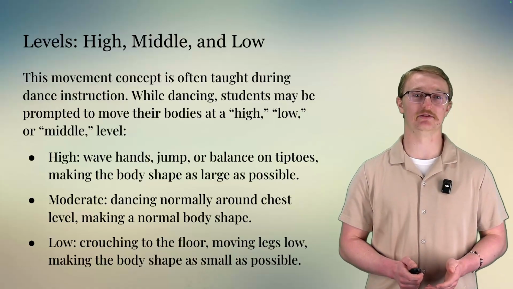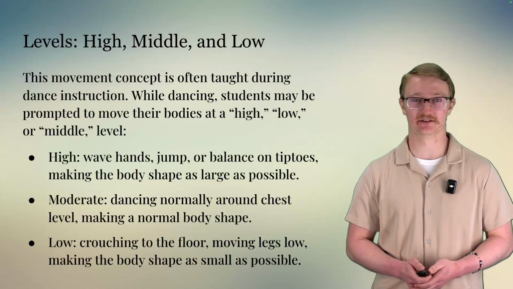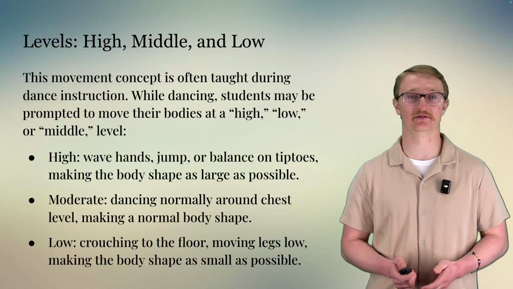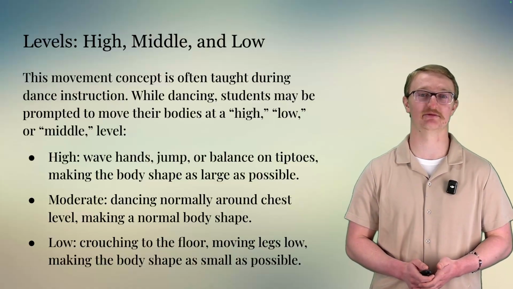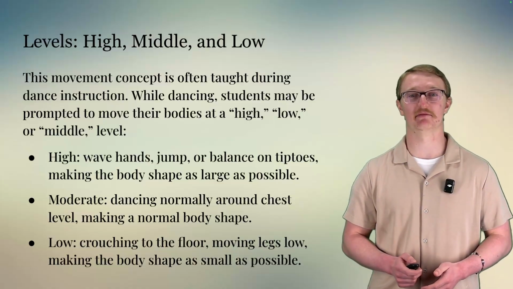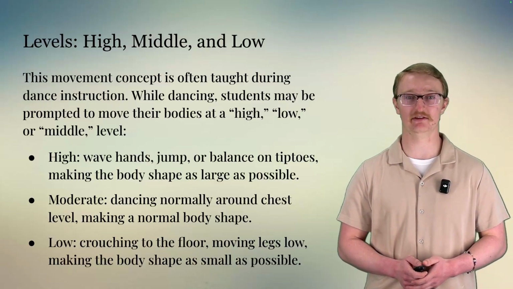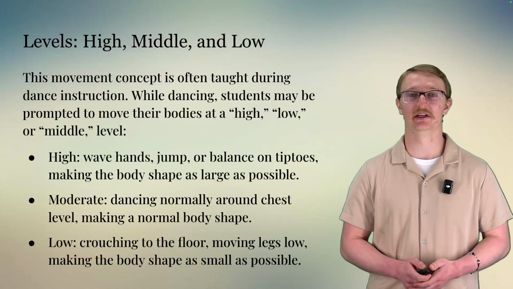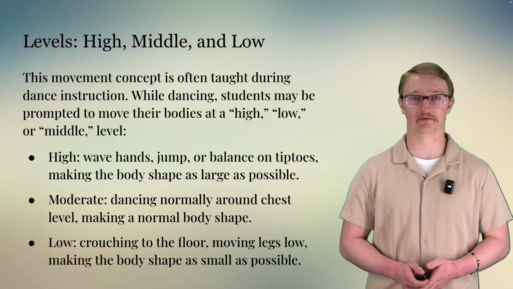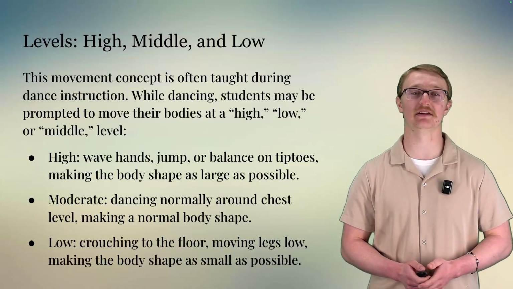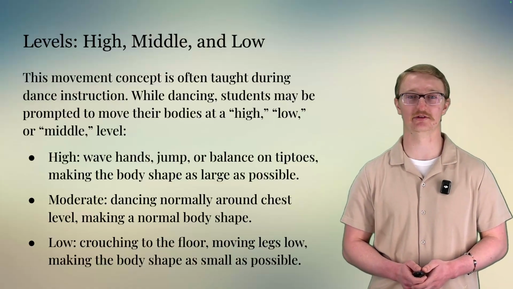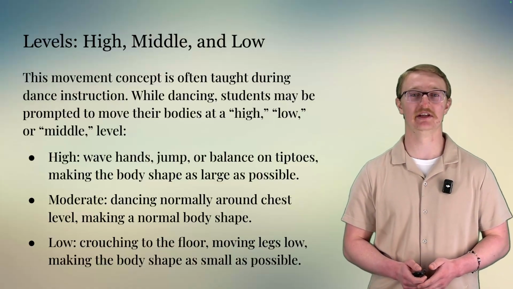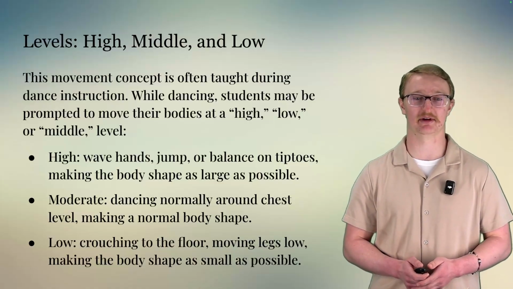Moving at a high level might look like waving hands, jumping, bouncing on tiptoes, and making the body shape as large as possible. Dancing at a moderate level might be moving normally, motions around chest level, and making a moderate-sized body shape. Finally, movement at a low level can look like crouching to the floor, moving the legs or arms low, and making the body shape as small as possible.